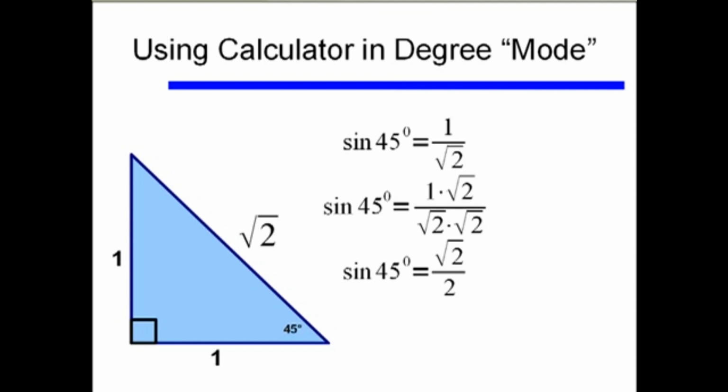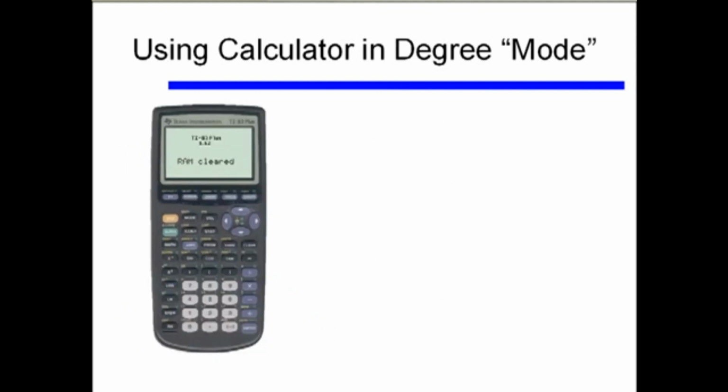Remember, square root of 2 over 2 is the exact answer for sine of 45 degrees. Square root of 2 is an irrational number, so if the question asks for an exact answer, you must write it as square root of 2 over 2. Well, let's see how we'd use our calculator to come up with the same answer.